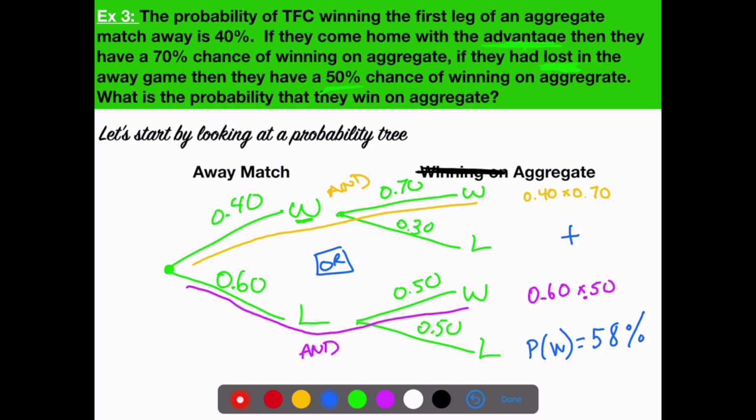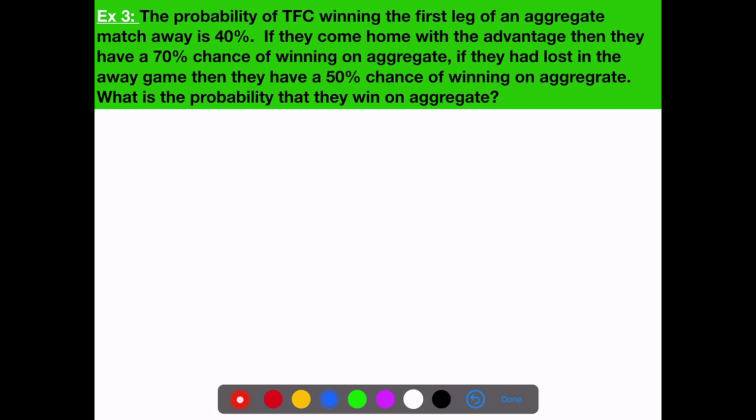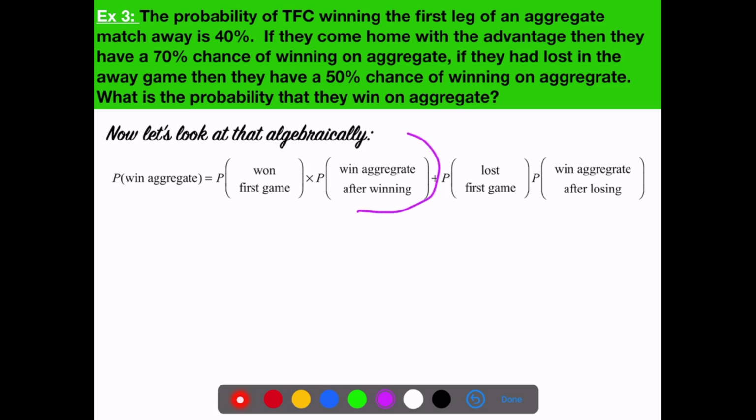Okay, if we want to take a look at this exact same question algebraically then, because this isn't really good communication here, right? I'm not putting a lot of detail there, mostly just basing it on the diagram. But if we wanted to put it all in algebraic form, this is what it would look like. So it would be probability they win overall would be probability they won the first game, times the probability that they won on aggregate after winning, plus probability that they lost the first game, times the probability they win on aggregate after losing. Look at all the detail that has to go in here, right?